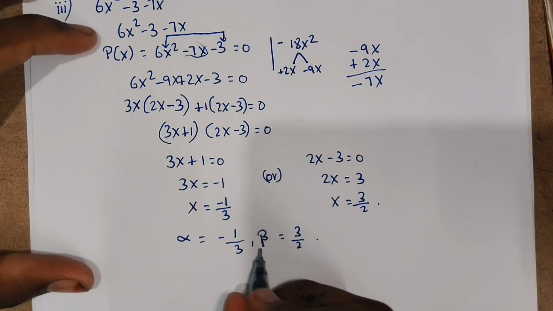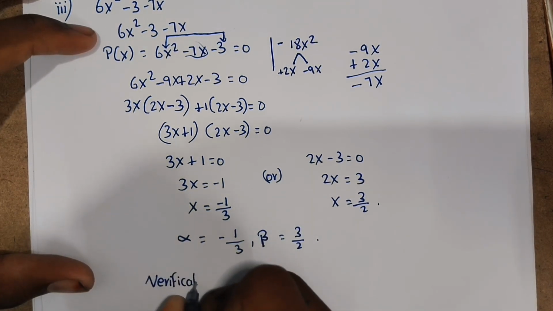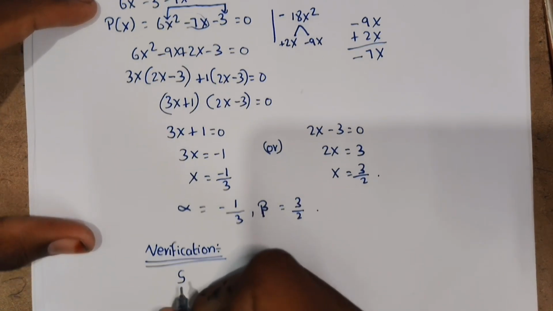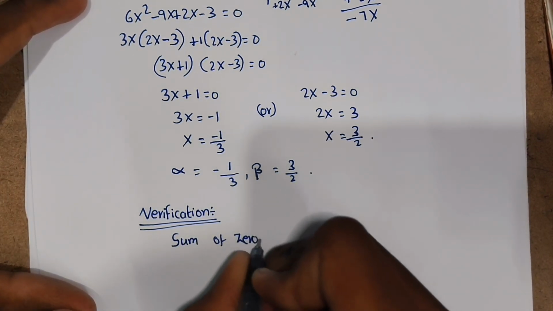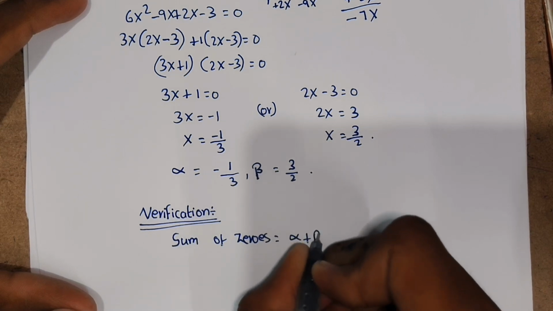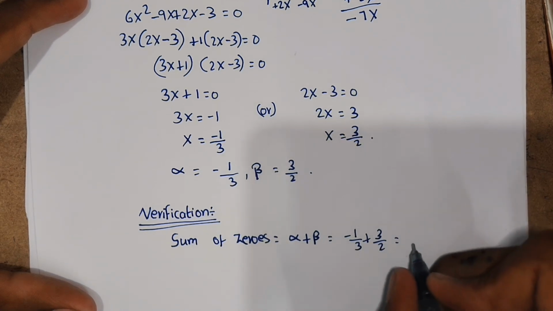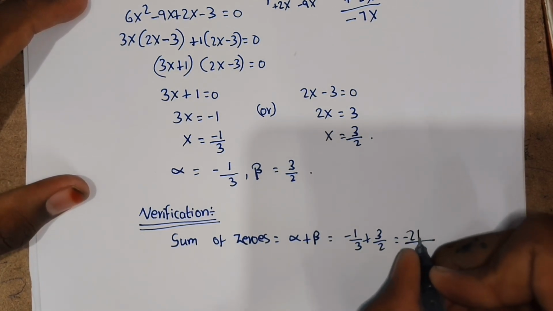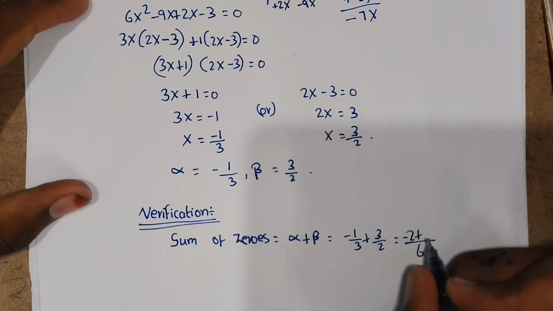After we got the values of alpha and beta, let us do the verification. First step of the verification is sum of zeros, equals alpha plus beta, which is minus 1 by 3 plus 3 by 2. What is the LCM of 3 and 2? 6. So 6 by 3 means it remains 2. 2 into minus 1, minus 2, plus 6 by 2 means 3. It remains 3. 3 into 3, 9.